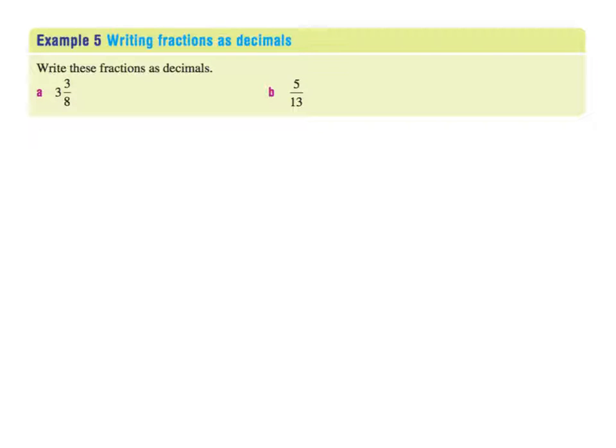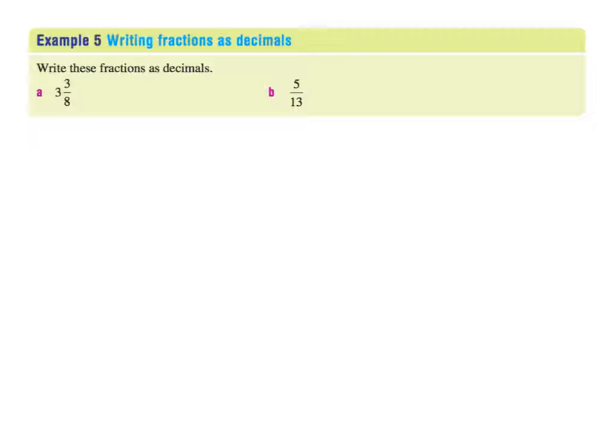Okay, in this example, we are going to write these fractions as decimals. Now, there's a couple of ways that we can do this. One of the ways is to have a look at the denominators and see if we can make them a power of 10 by creating an equivalent fraction. On first glance, they don't look like we can, so we have to do it another way.